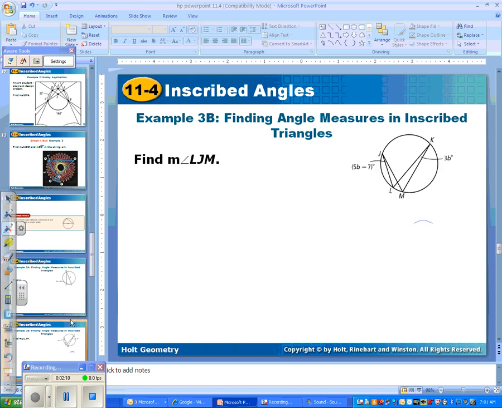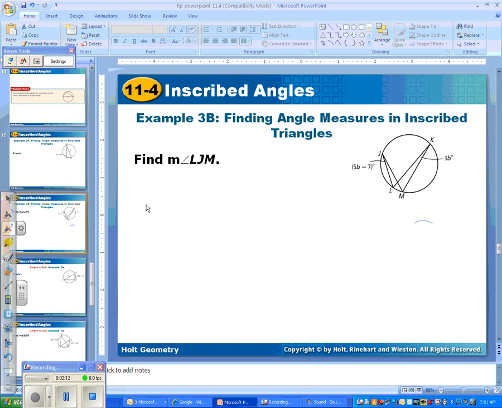Okay, so here's some harder looking problems. Find the measure of angle LJM. So we want to figure out this one. Oh, this is the other one that we were talking about. Okay, so this one, do we have a diameter? Nope. Do we have any right angles? Nope. So what do they want us to do with this one?